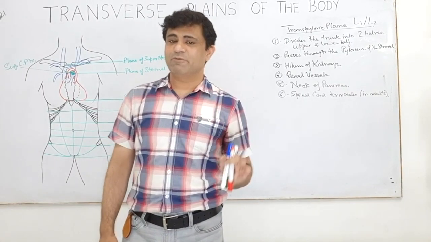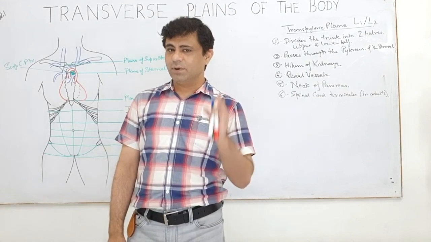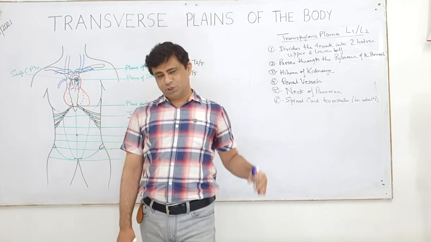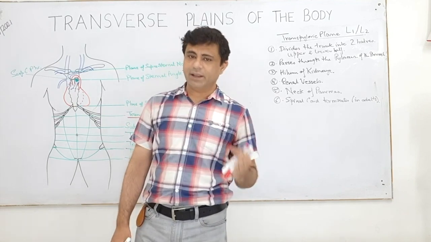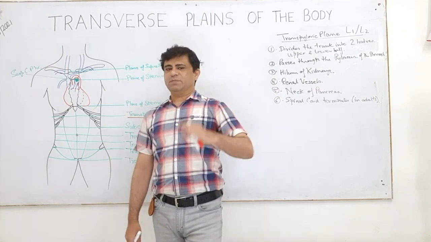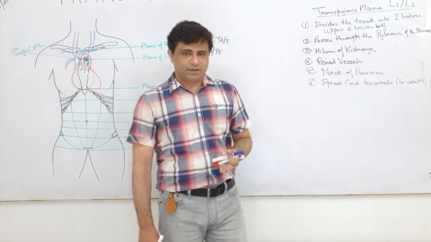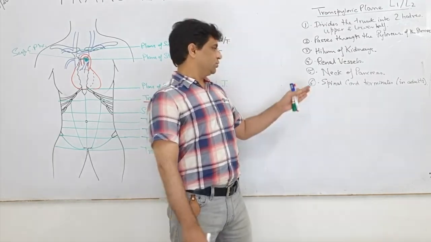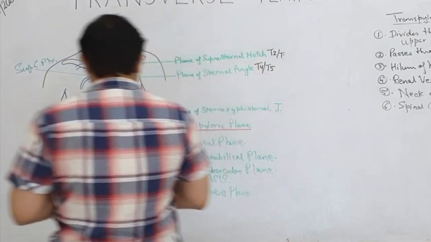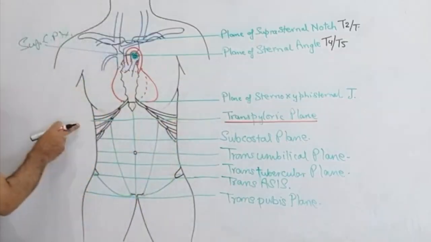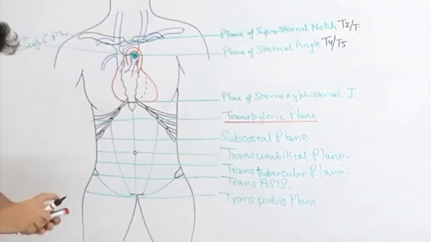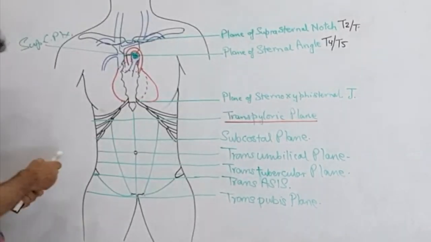But at the time of birth, the lower end of the spinal cord reaches up to L3. By the time the newborn completes infancy, at the end of 1 year, the spinal cord attains its definitive, that is the adult, position at the lower border of L1. Then, the plane passes anteriorly through the tips of the ninth costal cartilage.